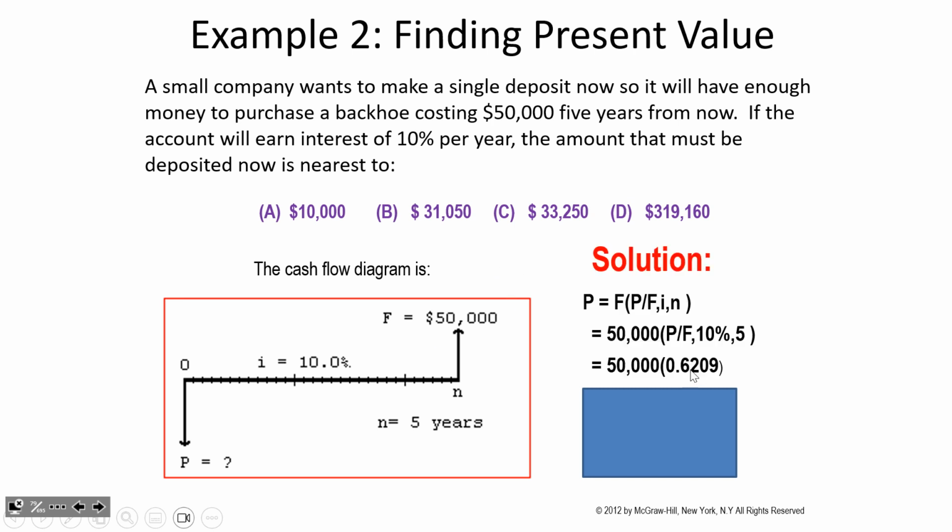So 0.6209 multiplied by 50,000, $31,045. Any questions at all?